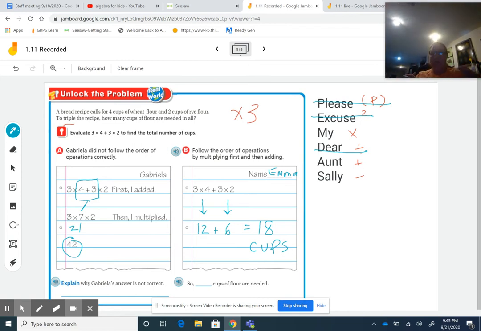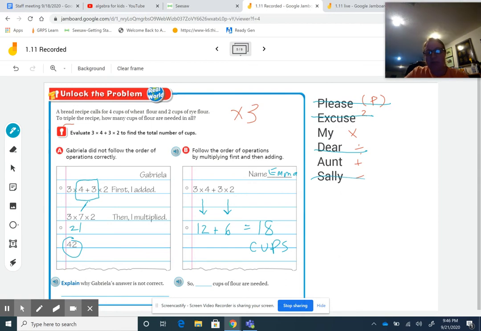So see how we got 2 very different numbers? We got 42 and 18. We need to make sure that we're doing things in order. We didn't have any subtract. So really all we had to do was multiply both of the multiplications first, then add those products, those answers. And that's exactly what we did, 12 plus 6, which gave us 18.